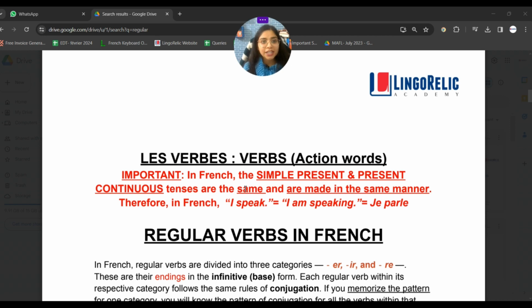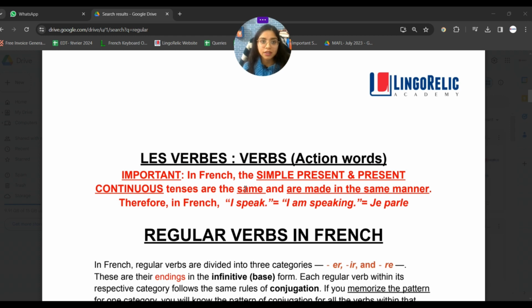So in English, we tend to learn two separate tenses to make these structures. But in French, it is easier. You just have to learn one kind of structure, and all you have to do is conjugate the main verb according to the subject pronoun or the subject noun. So in French, to say I speak or I am speaking, you would be saying just the exact same thing, je parle.